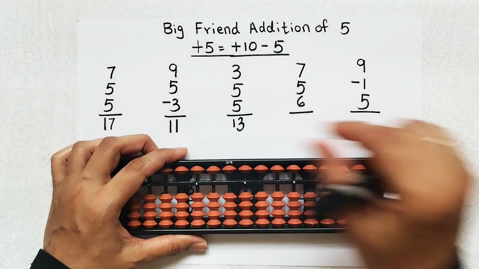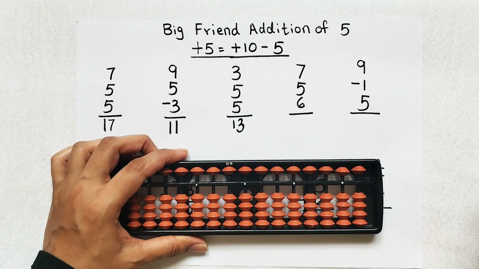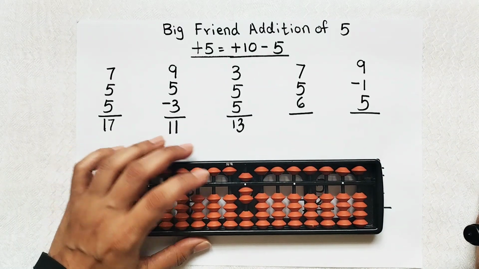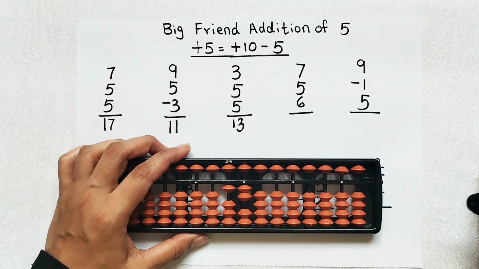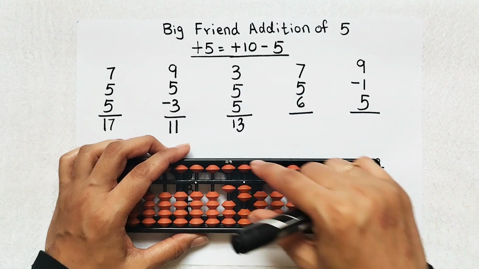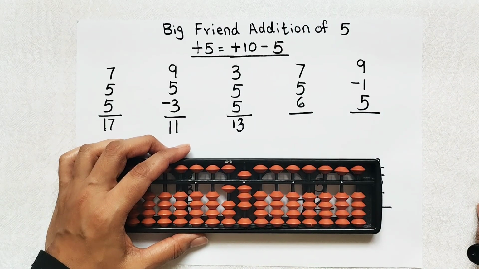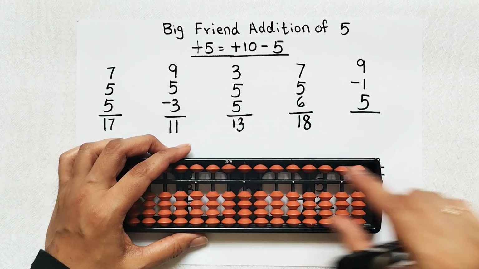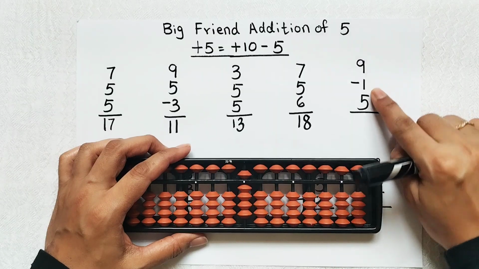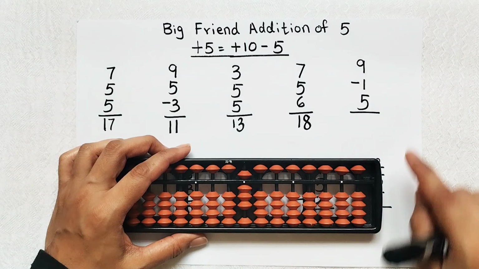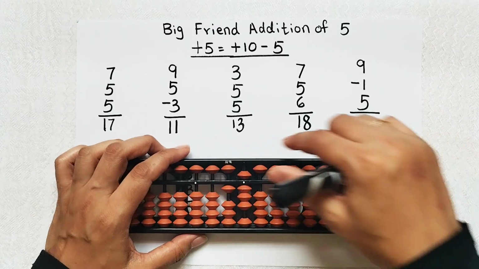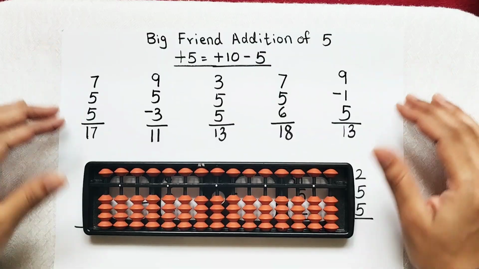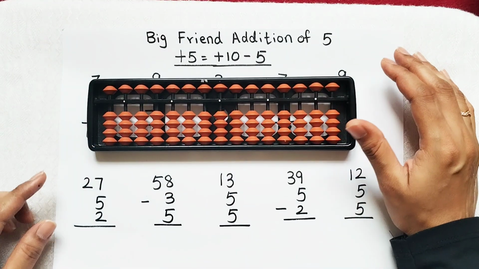Next one. 7 plus 5 plus 6. 7 plus 5 is add 10 less 5 plus 6. Yes, we can do it directly. So my answer is 18. Next one. 9 less 1 add 5. Less 1 add 5 is plus 10 less 5. My answer is 13. Let us solve few more questions based on this formula.